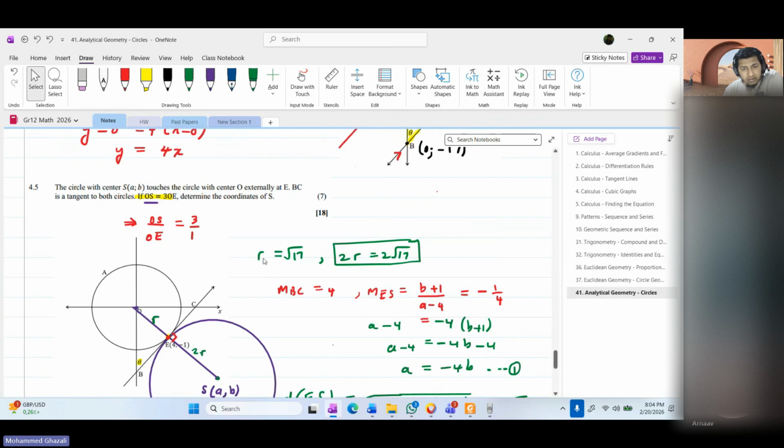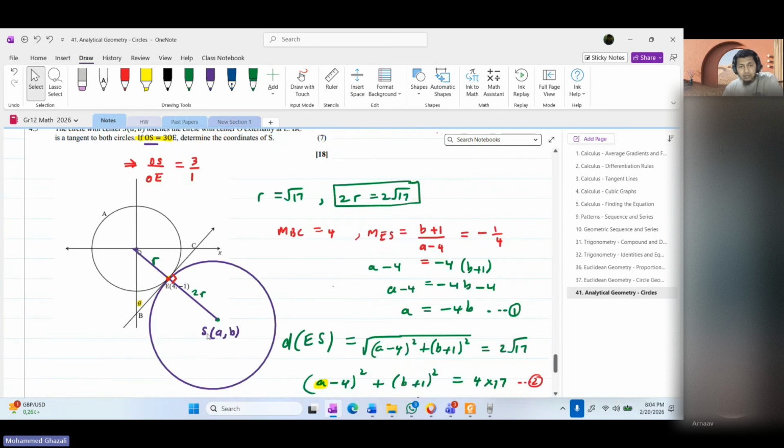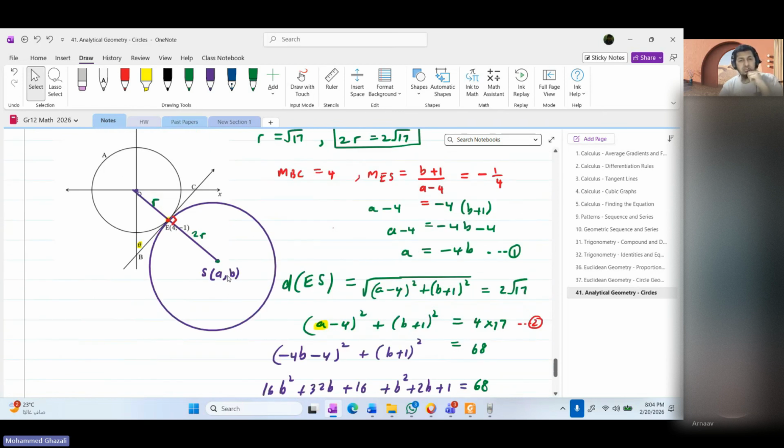So remember what we said, R is square root of 17. So 2R is 2 root 17. Keep that in mind. But before that, remember, because they're telling you to find the coordinates of S, it has two unknowns, so you've got to create two equations.